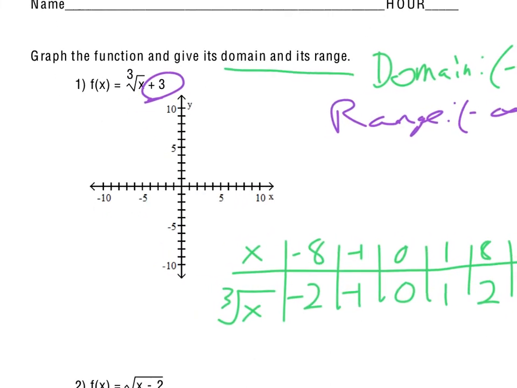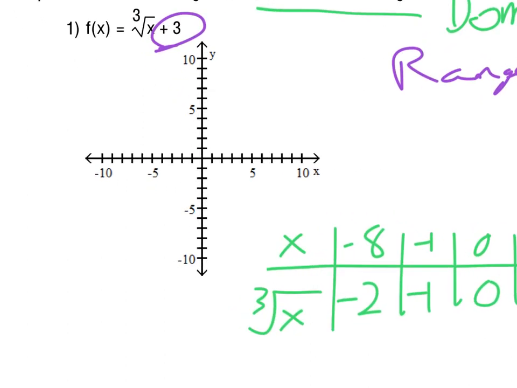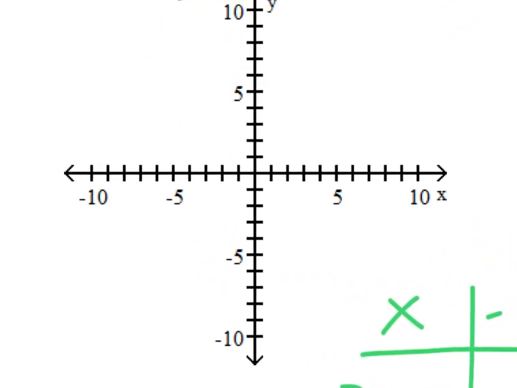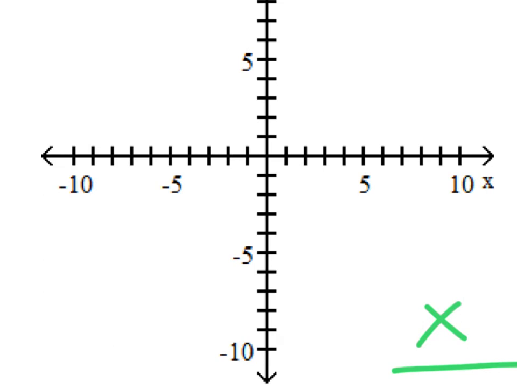So I'm going to zoom in a bit more, try to get kind of close to this graph. Let's see, so negative 8 was negative 2, so that's about there. Negative 1 was negative 1, 0 was 0, and 1 was 1, and then all the way over to 8 to get to 2. Now what we're going to do is again move those up 3.